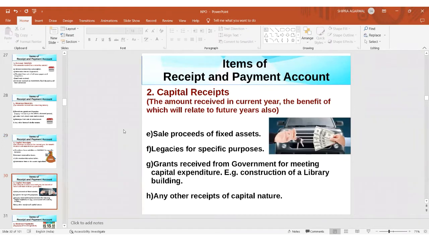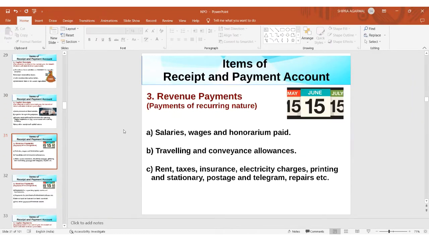Then further, if you are having certain assets, and after a particular time, when those assets become obsolete, or if you think they are of no use, so you want to sell them off. So whatever money you are getting out of it will also be a part of your capital receipt, because these are not the regular transactions. Similarly, certain legacies are there, and those legacies are for a specific purpose. So then they are a capital receipt. Then maybe some grant that you have received from the government for meeting a particular capital expenditure, or maybe any other which is applicable in your organization.